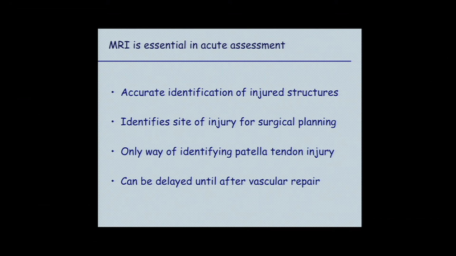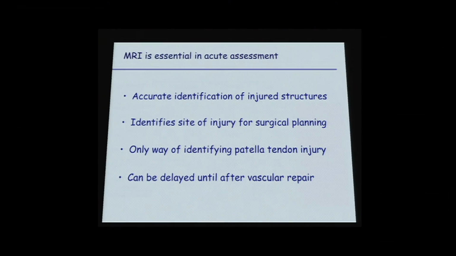MRI, however, is an essential way of identifying exactly what structures, and where these structures, have been injured. For certain injuries, such as patellar tendon avulsion as part of a knee ligamentous injury, it is often the only way you can identify that that injury has occurred. MRI can be delayed till after vascular repair, and if you've got an external fixator on, it's good to think about having an MRI compatible external fixator, which seems to be a slow process in terms of standard of care.